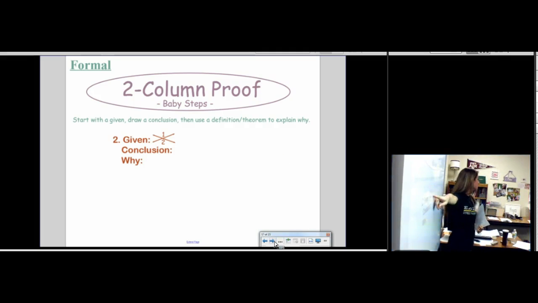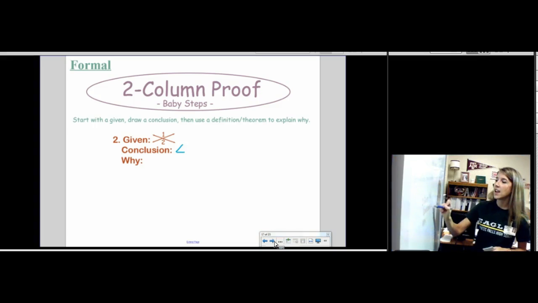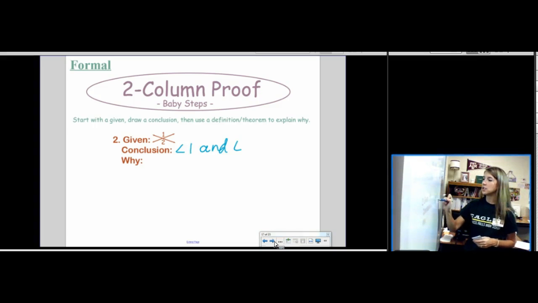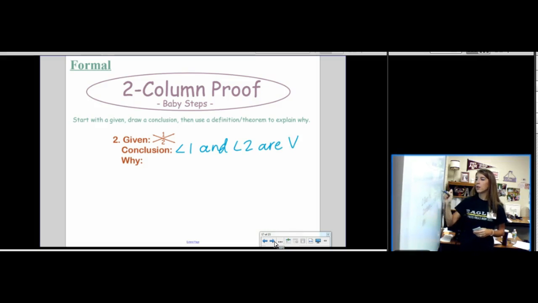Okay, here's what happened. What's the conclusion? Richard, wake up. What's the conclusion? What do you think, Chris? What are those? Yeah! Angle 1 and angle 2 are vertical angles. And now we look at our evidence list. How can we back that up? Not just because I said so. That's not one of the reasons.